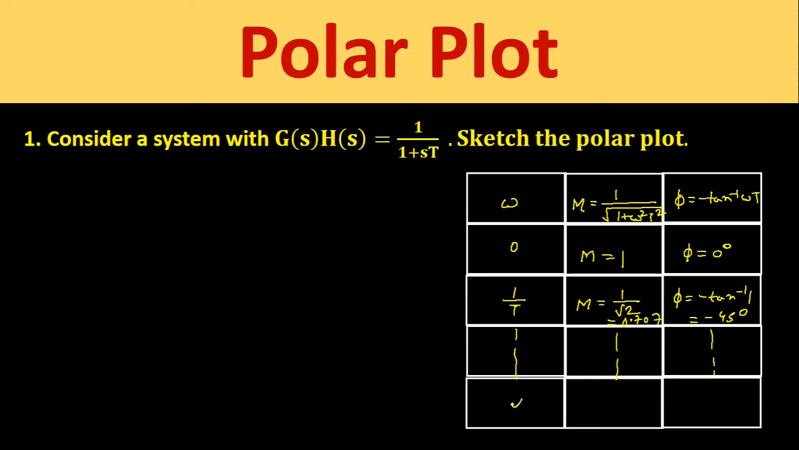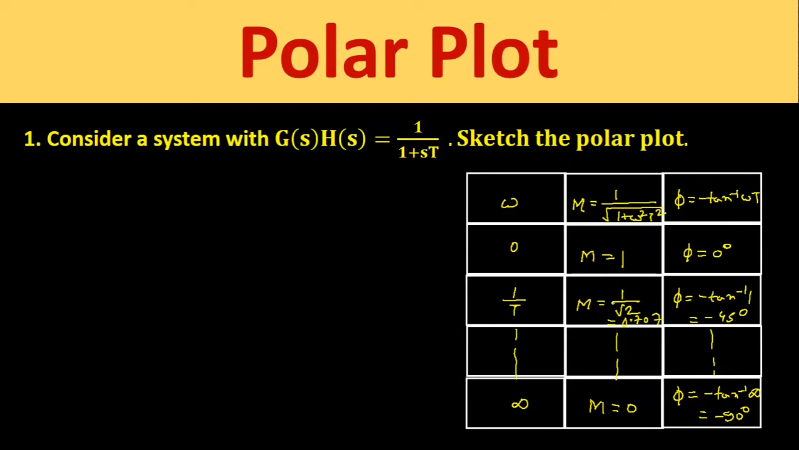Last value of omega is infinity. When we put infinity in this equation in place of omega, we will get M is equal to 0, because it will become 1 upon infinity, which is equal to 0. And when we put omega is equal to infinity in this phase angle equation, we will get phi is equal to minus of tan inverse infinity, which is equal to minus of 90 degree.